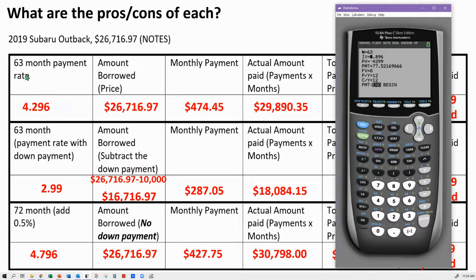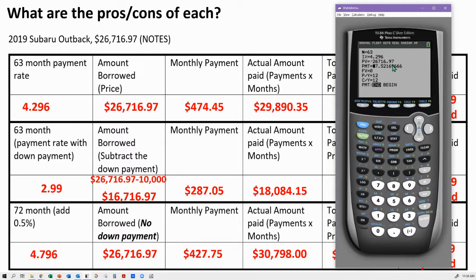My interest rate, and again, this was from the table on that handout. For a 2019 used car, it was a 4.296 interest rate. So I need to type that in, 4.296. My present value is the amount that I'm borrowing, and I'm going to put that in as a negative. So negative 26,716.97.